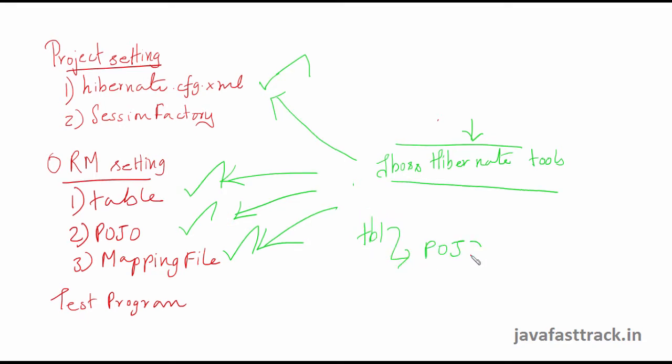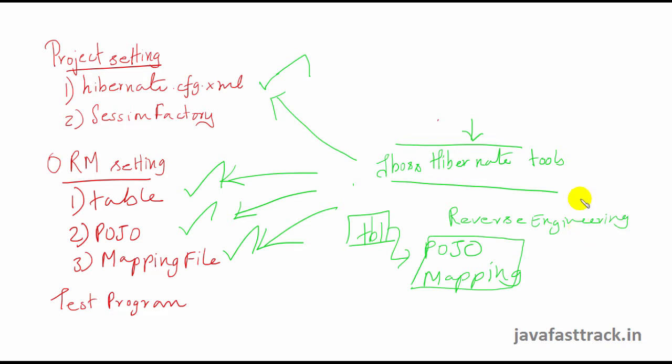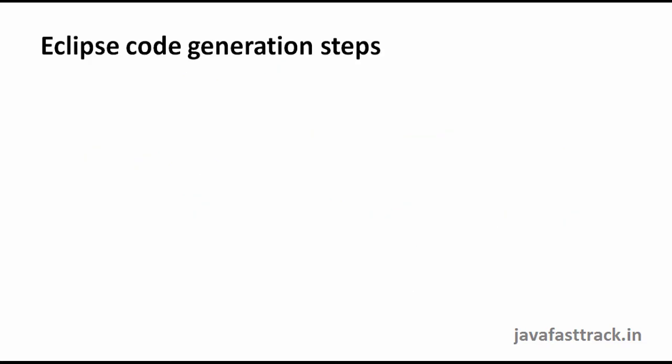This is called reverse engineering. That is, if you have the table, you will be able to automatically generate the POJO and the mapping file. This is called the reverse engineering procedure. Now I will explain the Eclipse code generation procedure. The procedure is fairly simple, but you should do it very carefully. Then only you will be able to auto-generate the code.